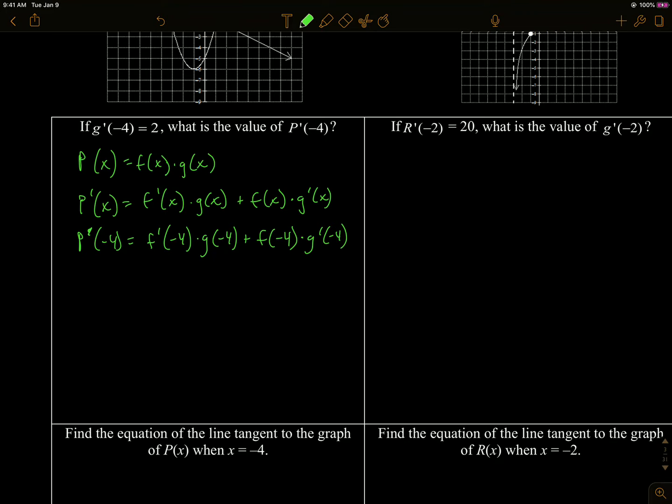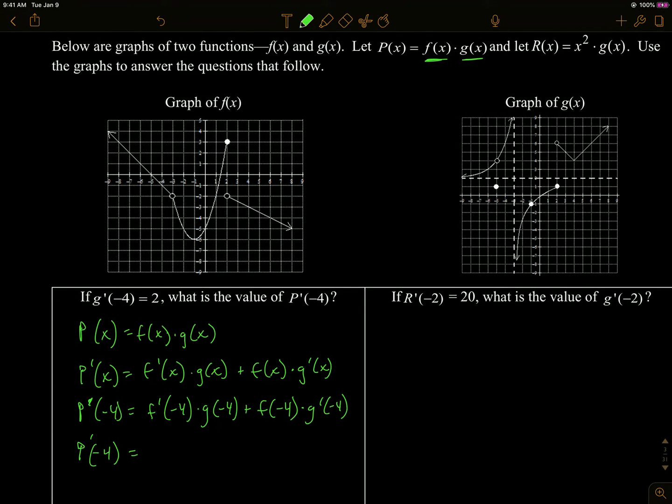So I just go grab that information off of my graphs. First, f prime of negative 4. I'm on the graph of f, at an x value of negative 4, so I'm right here on the graph. Since the graph is linear, it's got a constant rate of change. So the slope of that line is going to be the slope of the tangent line, or the derivative at negative 4.